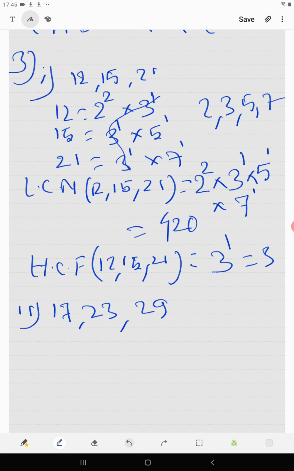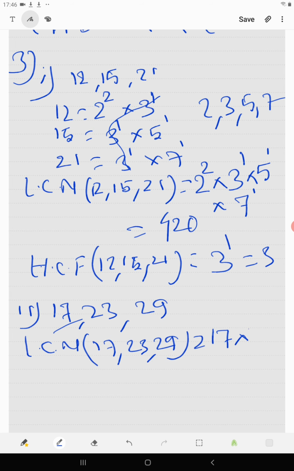So LCM of 17, 23, 29 can be given as, what is the maximum prime factor? See, 17 is a prime, 23 is prime, 29 is prime. So there is no factor for it. So LCM will have factor for 17, 23 and 29. What is the maximum power of 17 over here? 17 only. What is the maximum power of 23? 23 only. What is the maximum power of 29? 29 only. So now multiply.